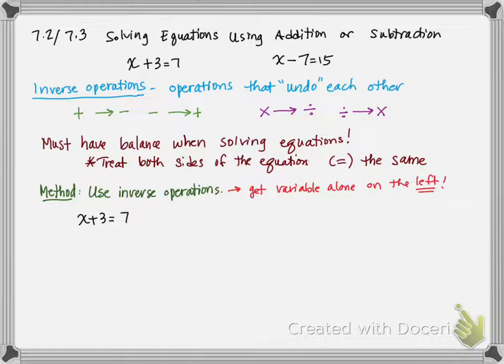If I want to undo addition, I would use subtraction. What I'm going to subtract is whatever's on the same side as the variable. If I do that on the left side of the equals, I have to do that on the right side. Otherwise, I lose balance. Now, what happens when I add 3 and negative 3? If I add opposites, I get 0. What do I get when I add 0 to anything? The identity property of addition says you get that thing, so you get x. Then we do the math on the other side: 7 take away 3 is 4.